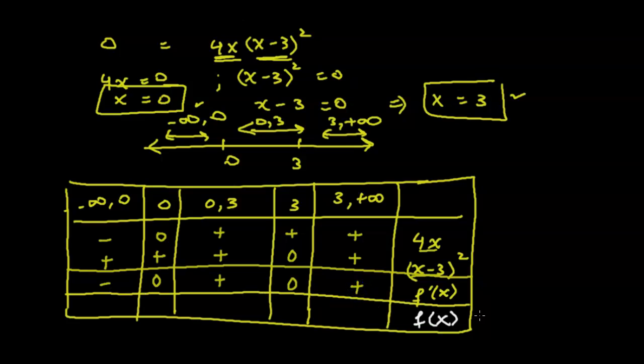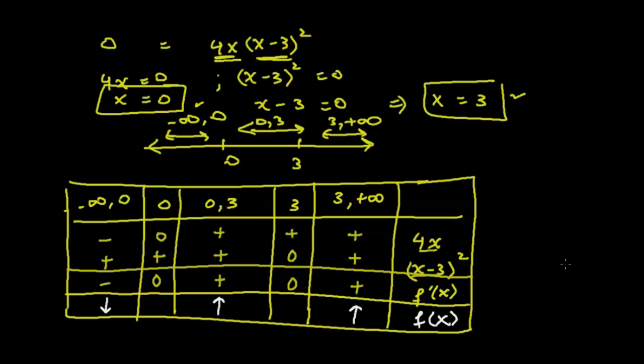Using these signs of the derivative, we're going to conclude what the original function would look like. When the derivative function is negative, the original function is decreasing. When the derivative function is positive, the original function is increasing. When the derivative function is positive, the original function is again increasing.